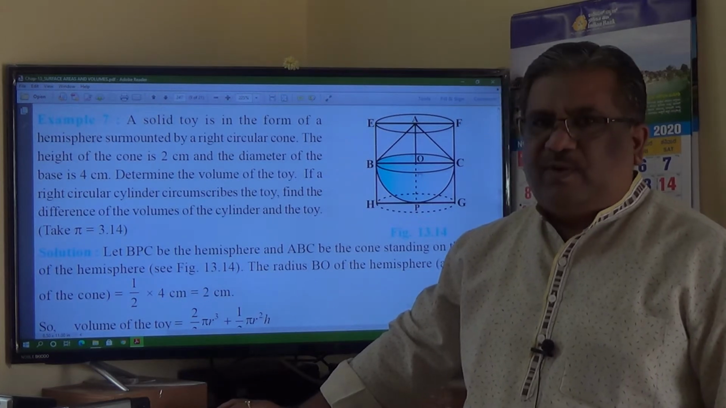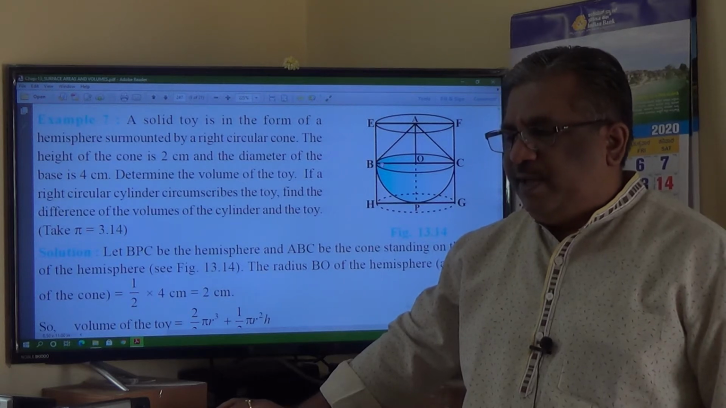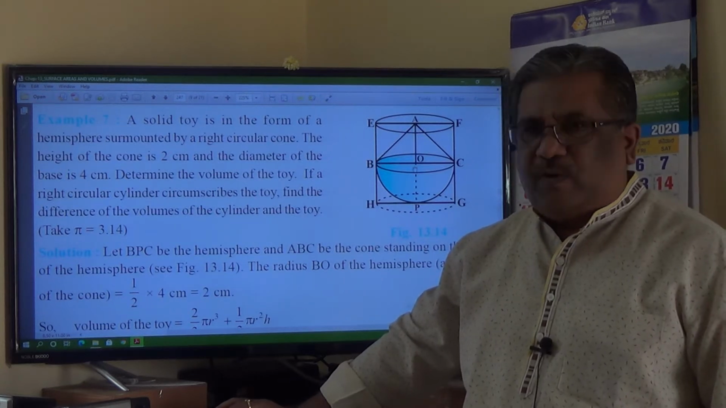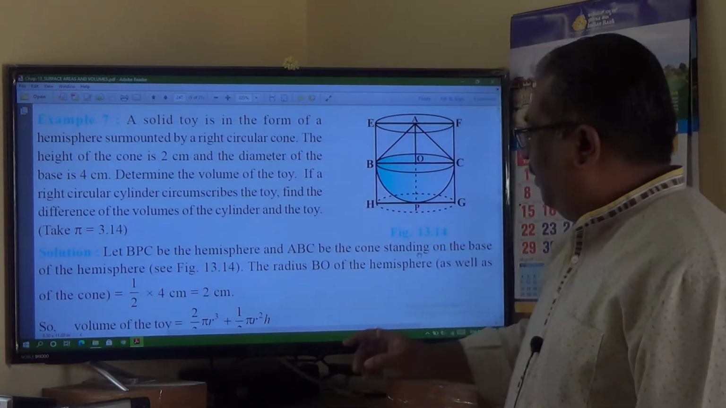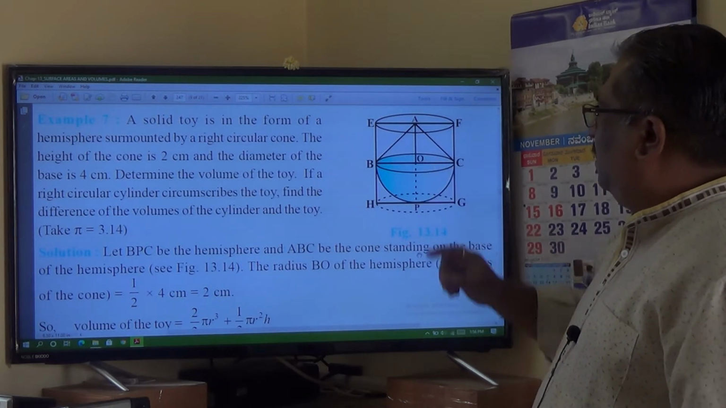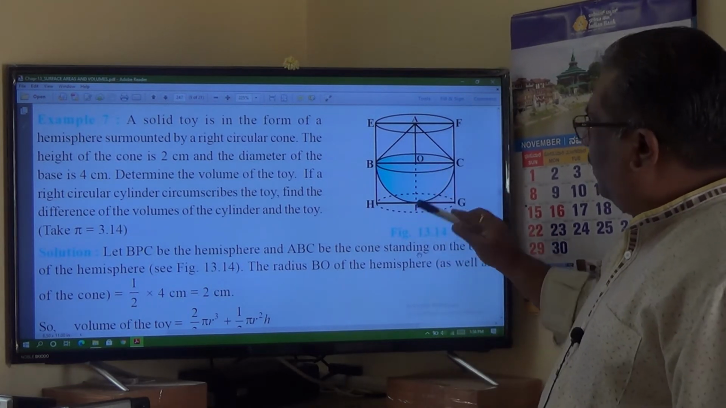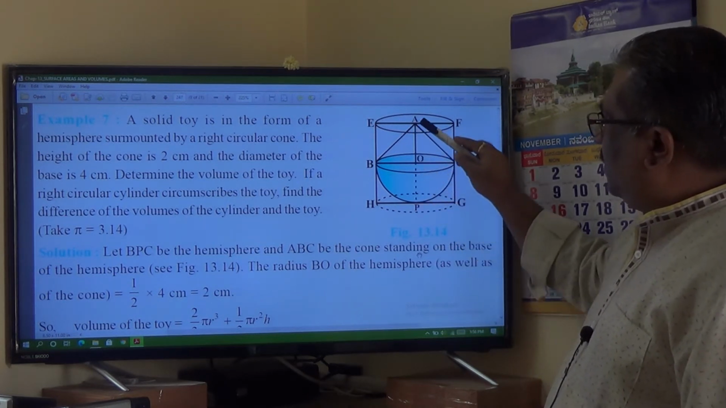Anyway, you are going to find out the volume of the toy, but for this cylinder, the radius will be the same as that of the hemisphere or the cone. And height is the total height, from where to where? PA. For the cylinder portion I am talking about, the radius is the same as that of the hemisphere, whereas the height is from here to here, PA. That is the radius of the hemisphere plus this AO.